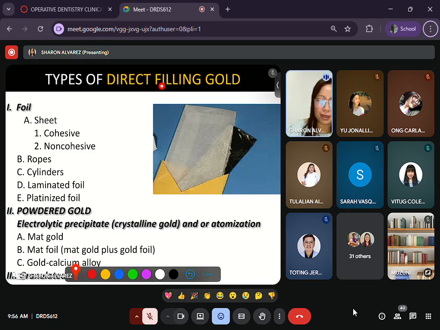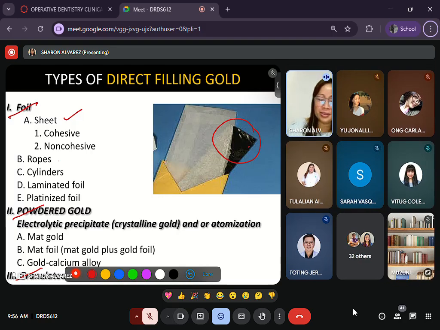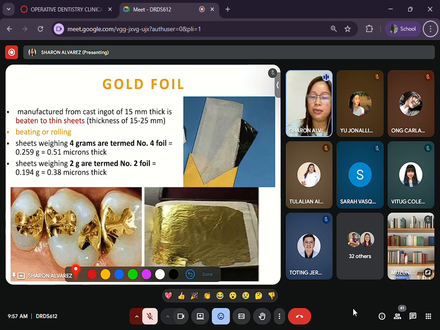For direct filling, we have three kinds of gold. We can use gold foil, powdered gold, or granulated gold. For gold foil, there are many kinds of preparation. It can be in sheets like this, or you can roll it to make something like ropes, or turn it into cylinders in shape, or gold foil can also be laminated or platinized. We will be discussing these one by one. Let's start with the gold foil.